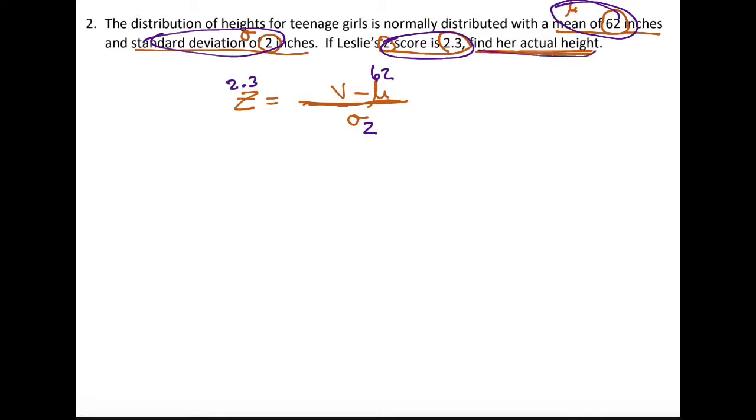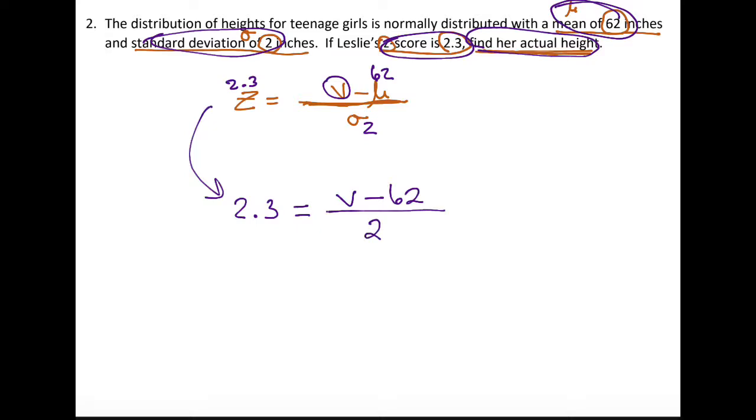What we don't know is her actual height, so we don't know the value. That's going to remain v. It's very important you read and put things in the right place, because a lot of people just assume that we always have the value, and we don't. We need to find the value in this case. So if I rewrite what I have: 2.3 equals the value that we don't know, minus the mean, divided by the standard deviation, which is 2.